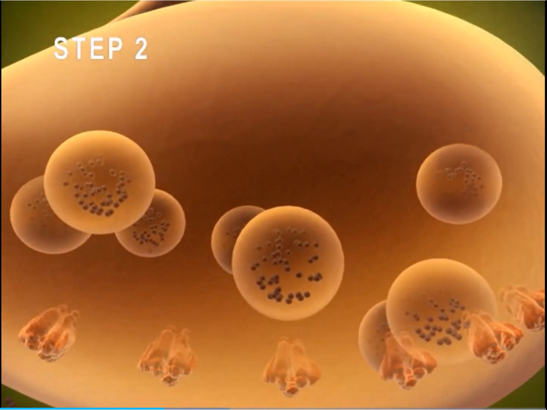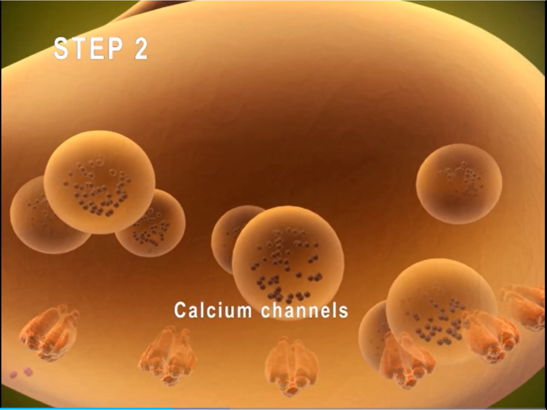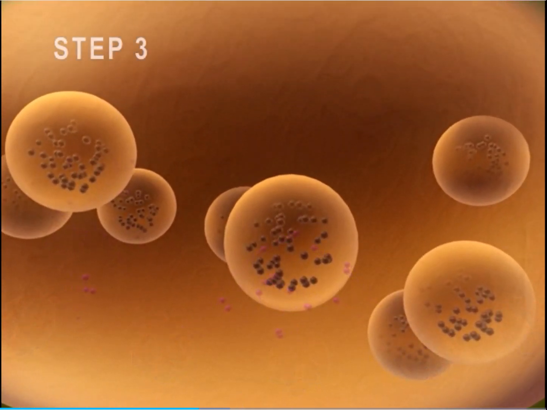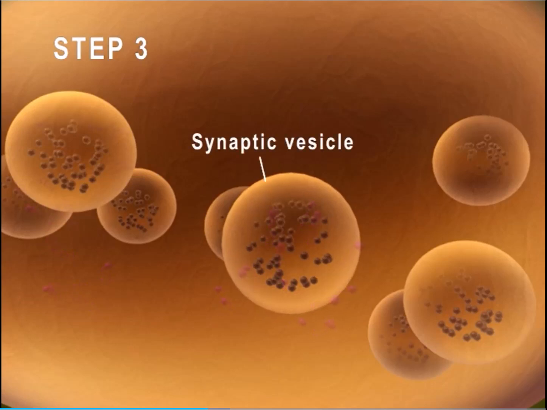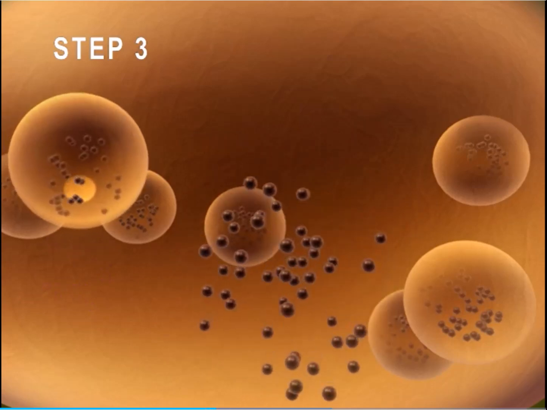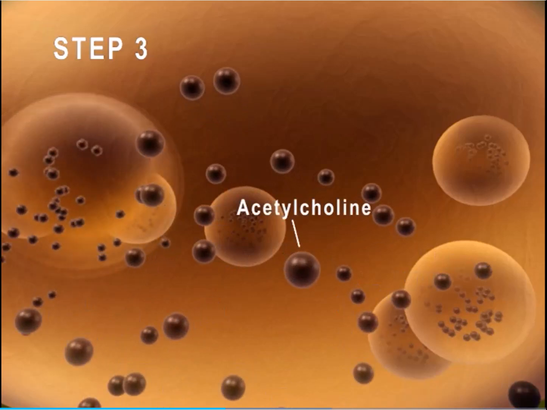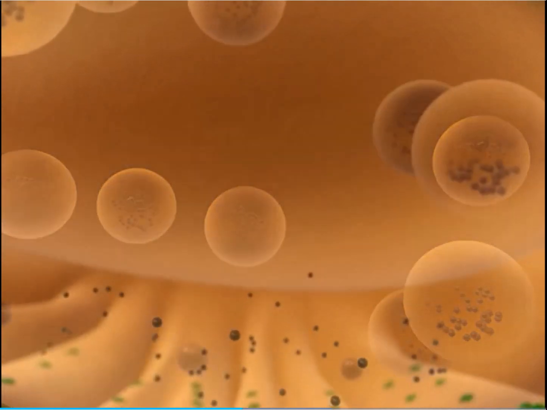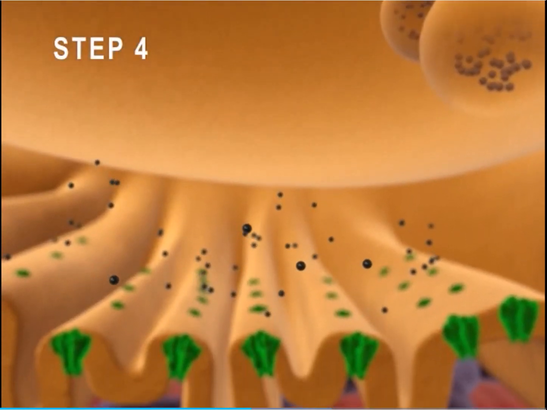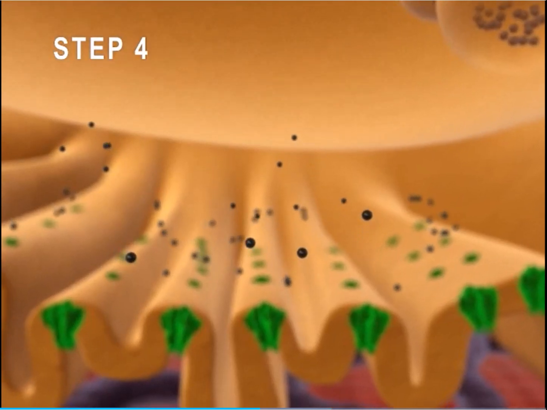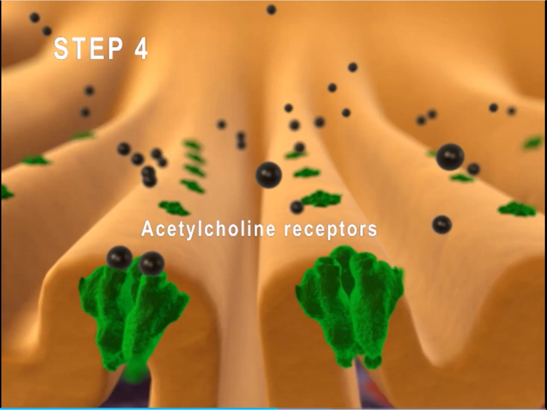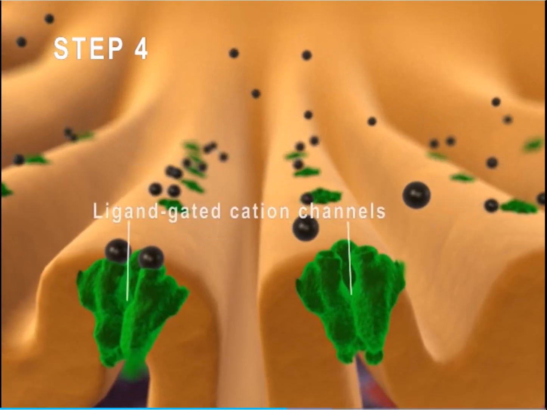Step 2. Voltage-gated calcium channels open and calcium ions diffuse into the terminal. Step 3. Calcium entry causes synaptic vesicles to release acetylcholine via exocytosis. Step 4. Acetylcholine diffuses across the synaptic cleft and binds to acetylcholine receptors, which contain ligand-gated cation channels.